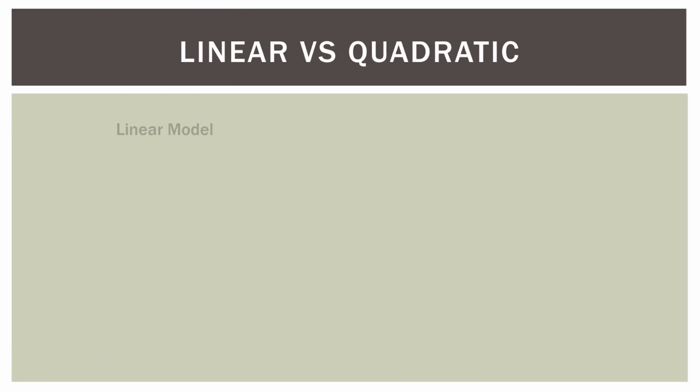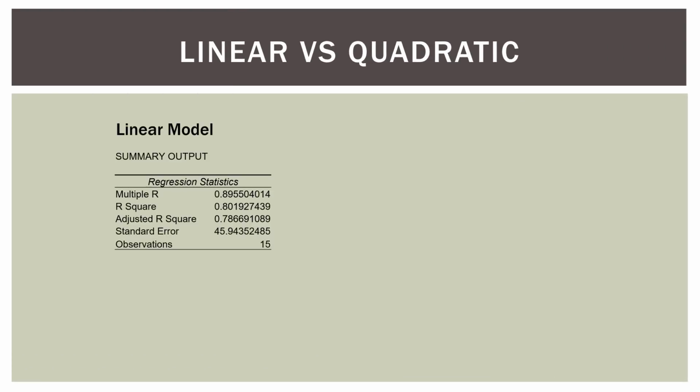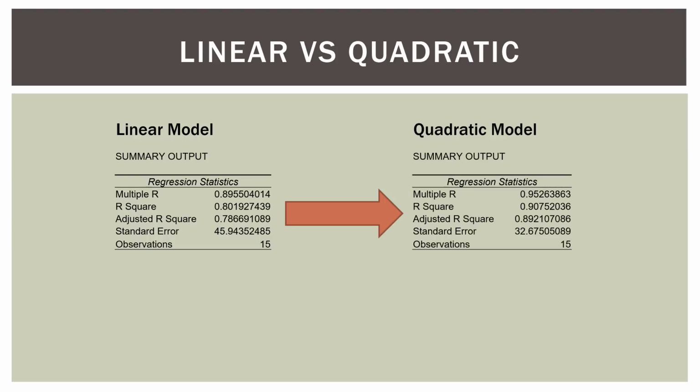So linear versus quadratic. Let's take each one of these step by step. Here's the output for our linear model: R squared, standard error, and so forth. And here it is in our quadratic model. So you can see the change. Our R squared went up by 0.1, which is a pretty big jump in the explained variance. So the quadratic model, on the right, explained 10% more variance in the dependent variable than the linear model did. Then we have our standard error.